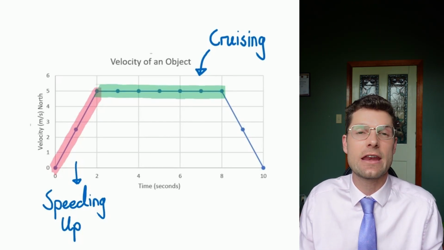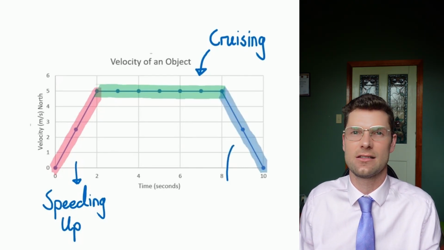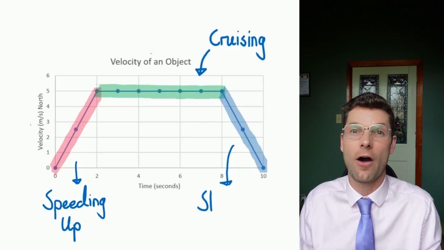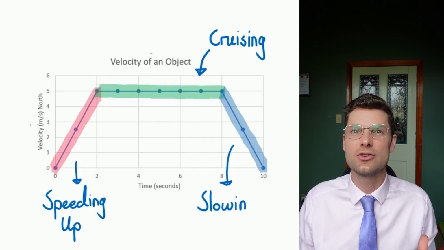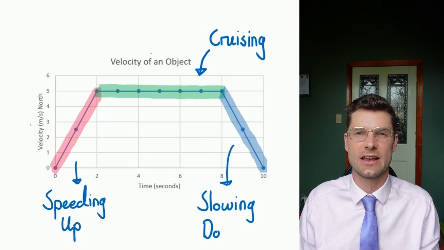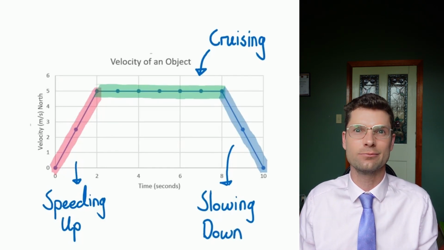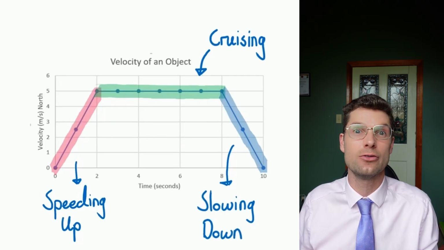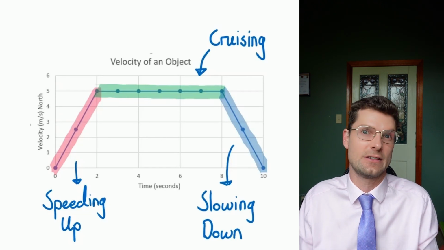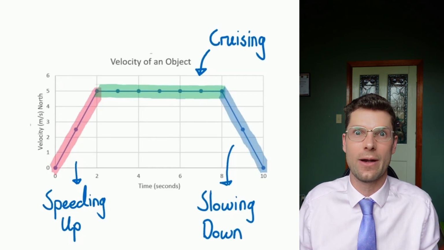Finally, at 8 seconds, I've got a negative gradient, and this just means that I'm slowing down. At 8 seconds, I was going at 5 meters per second, and after those 2 seconds finish, I'm at 0 meters per second. So I've just slowed down. What's really important here is that I've slowed down, but I'm still going north this whole time. I have not turned around and gone backwards.